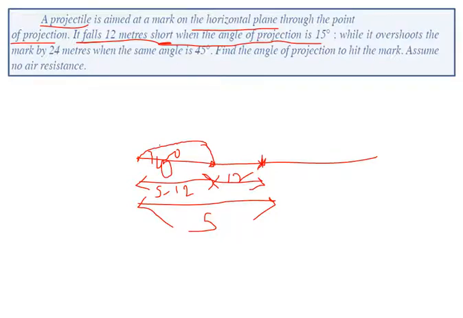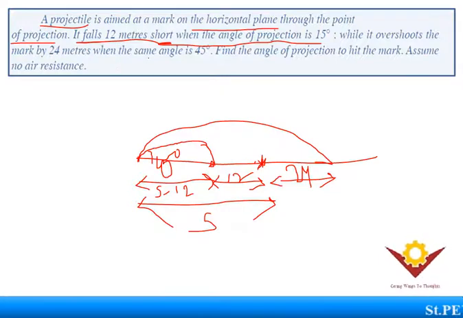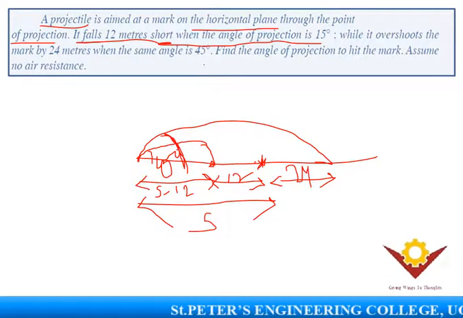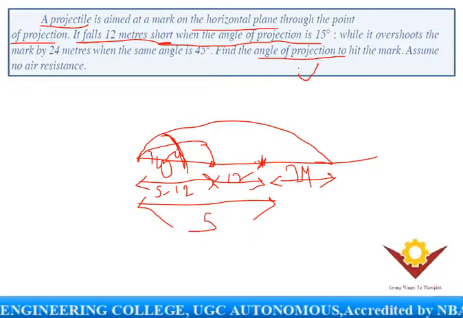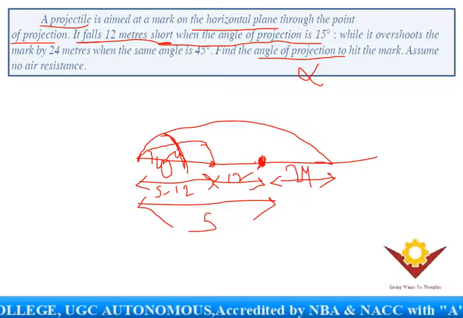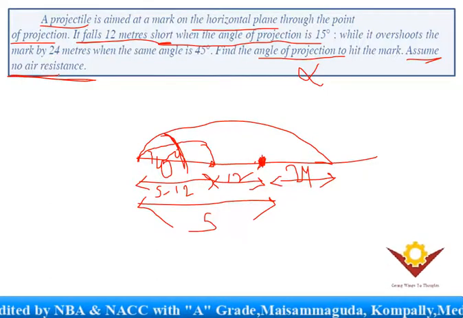So when the angle of projection is 15 degrees, this is your first condition. And while it overshoots the mark by 24 meters, that means when it is overshooting the particular target, it is reaching 24 meters beyond your target, when the same angle is 45. Find the angle of projection to hit the mark. So we need the angle of projection, alpha, to hit this target. Assume no air resistance. Clear? We'll see the figure now.